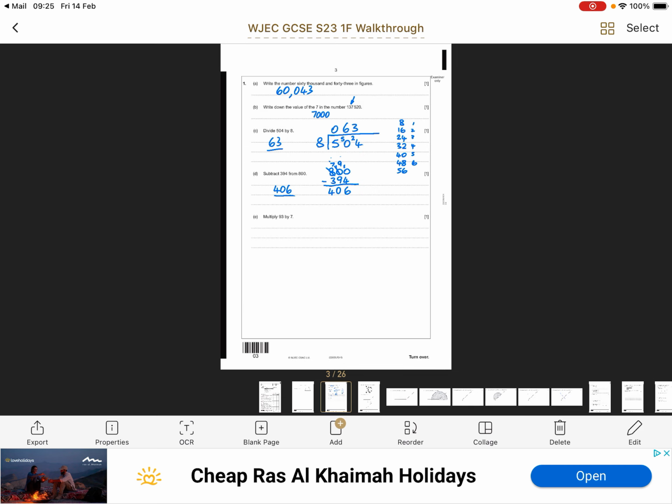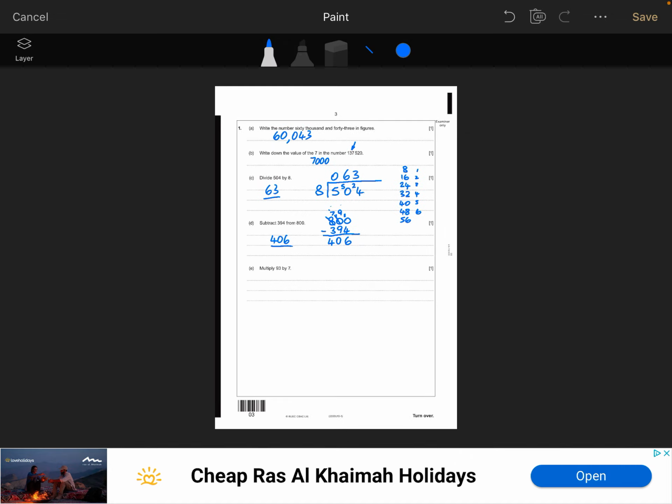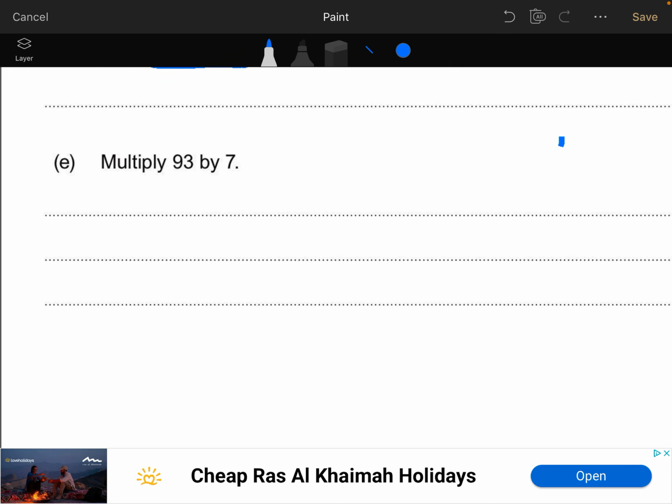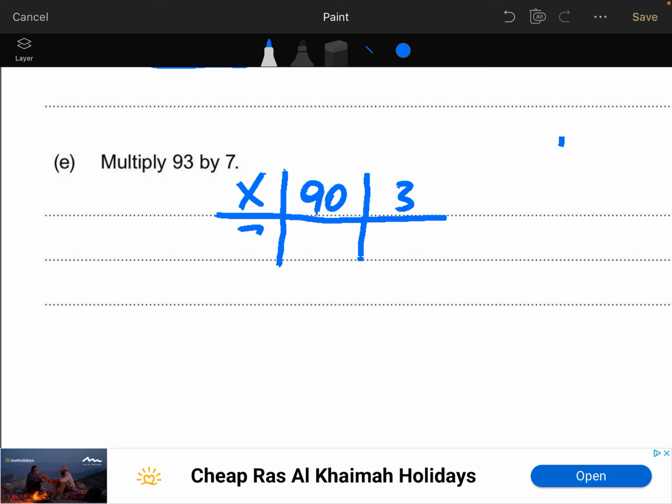Okay. Oh, we've got one more question there. I just didn't spot it there at the bottom. Okay. So multiplying 93 by 7. A couple of ways of doing this, but I will probably use the box method. Okay, the box method is the easiest one usually. So 90 and 3 to make up the 93. And I'm multiplying by 7.